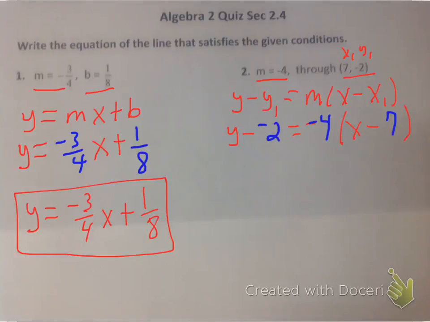So plug in information. Now I'm going to clean up my signs. I got a minus and negative. So the minus and negative is going to end up being y plus 2, equals negative 4 times (x minus 7). And that is point-slope form of the equation, so I'm just going to leave it right there. That's your answer for number 2.